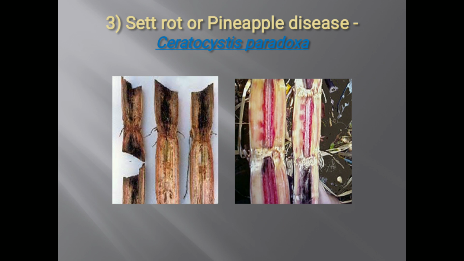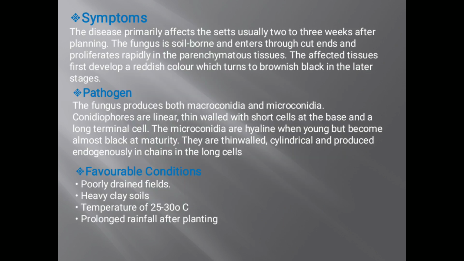The third disease is the pineapple disease of sugarcane, or set rot, which is caused by Ceratocystis paradoxa. The disease primarily affects the seed setts, usually 2 to 3 weeks after planting. The fungus is soil borne and enters through the cut ends and proliferates rapidly in the parenchymatous tissues. The affected tissues first develop a reddish color and turn brownish black in the later stages.